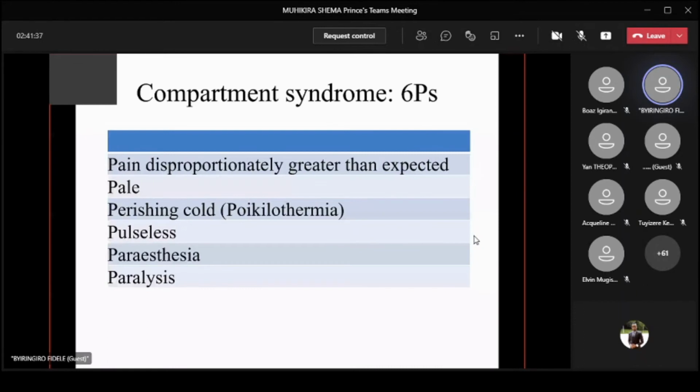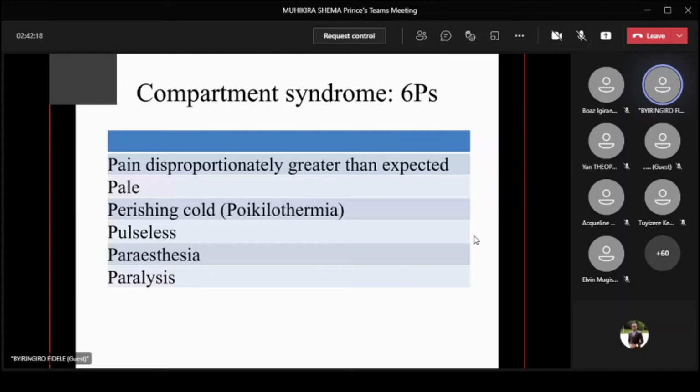So the signs: we have pain disproportionately greater than expected. We have a pale change of color. We have perishing cold, poikilothermia. There is a cold extremity. We have absence of pulses. We have paresthesia, which means there is absence of neurosensitivity. And paralysis means there is absence of movements. When you have all these 6 P's, it means you have a compartment syndrome of that limb or organ, and you need to intervene urgently with surgery to decompress that compartment.